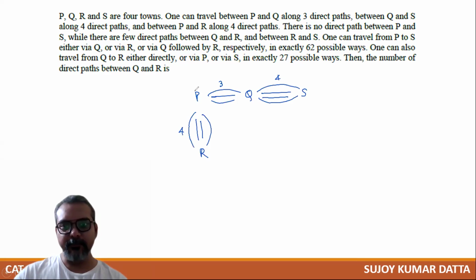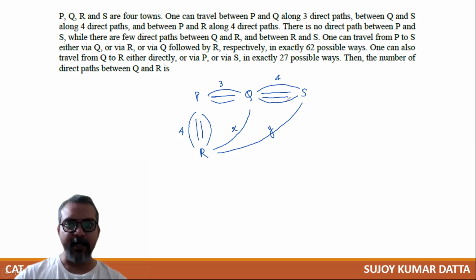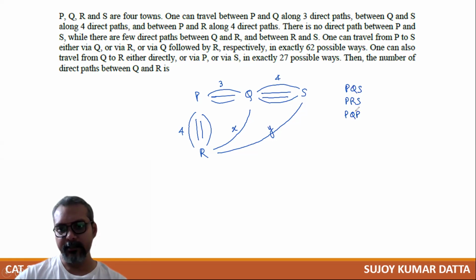There are a few direct paths between Q and R, so we don't know how many direct paths there are. Let's call it X. And between R and S, that's also unknown. Let's call it Y. Now it says that one can travel from P to S either via Q, so PQS, or via R, so PRS, or via Q followed by R, so that is PQRS.